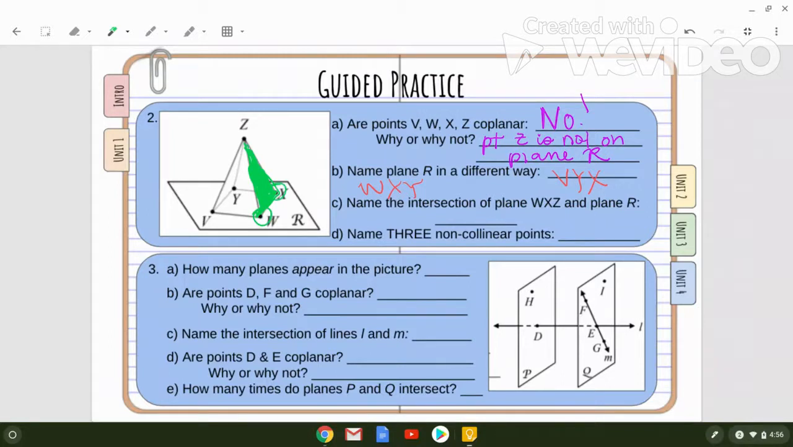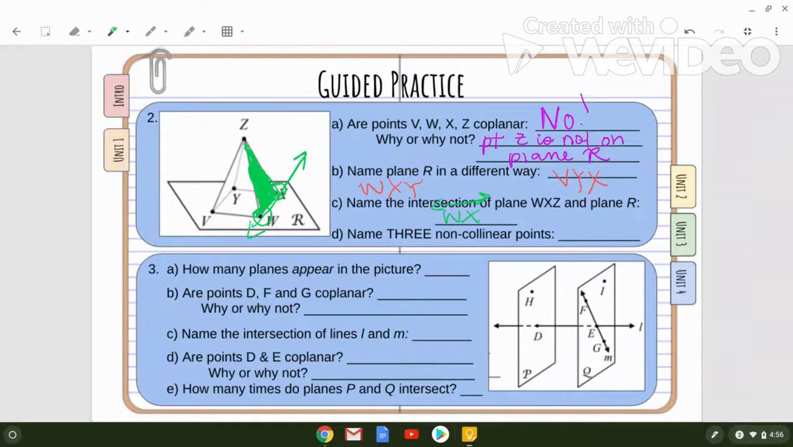Well, we said that 2 planes will always intersect at a line. Good job. So actually there's a line here that's not drawn in. So where the 2 planes intersect, they intersect at WX with a line over the top of it. You're essentially looking for the 2 points that fall on both planes. And we know Z doesn't fall on plane R.